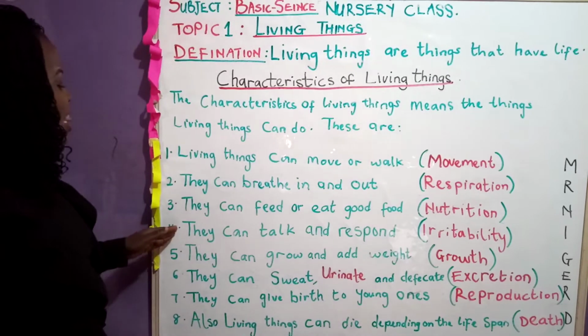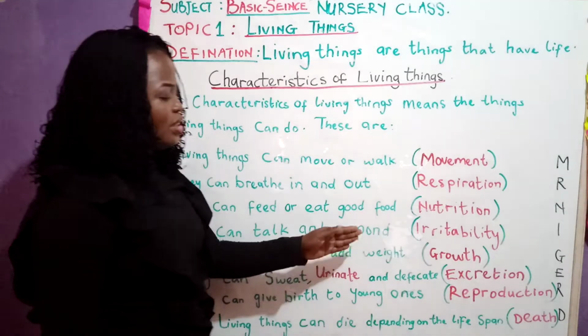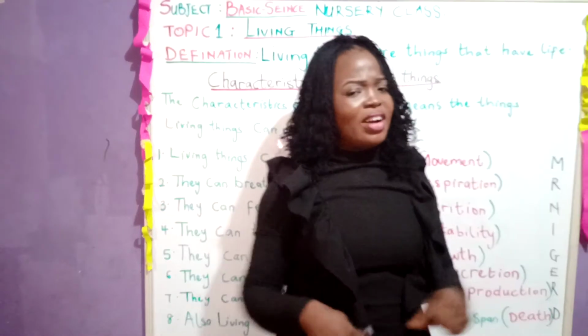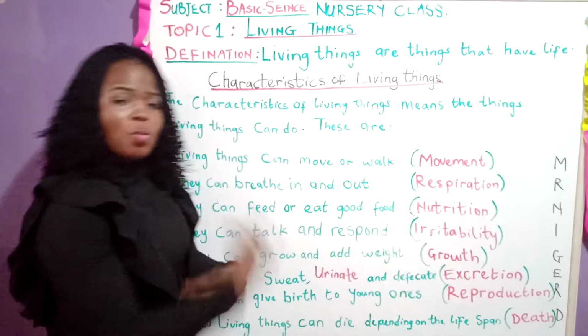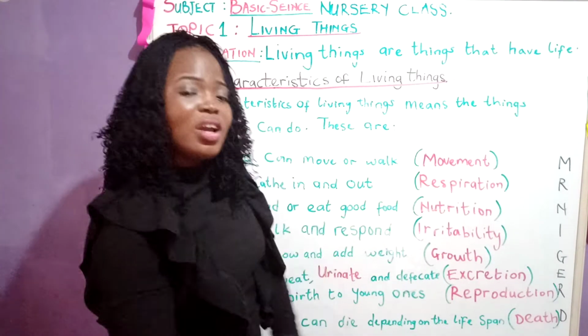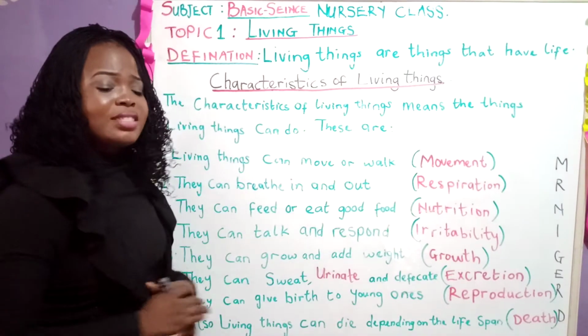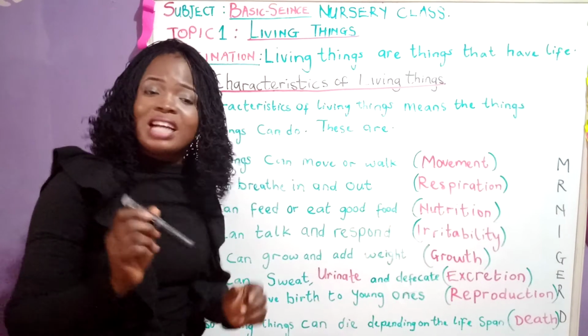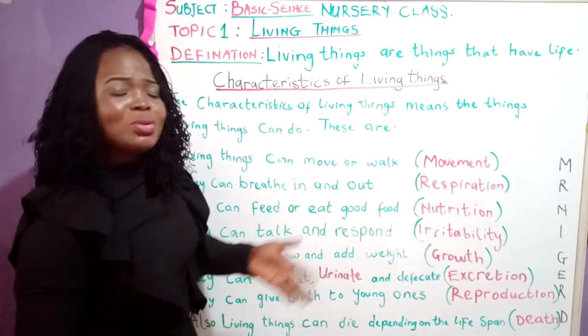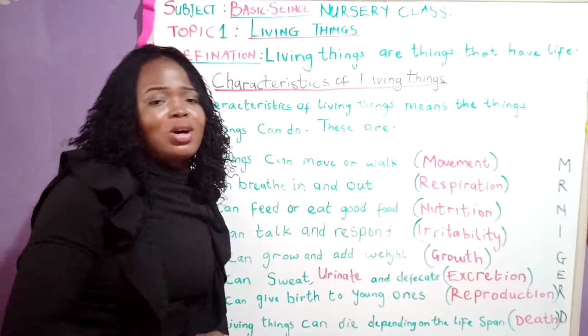Another one is, they can talk and respond, particularly to our environment. At home, when mommy talks, we answer, we respond to mommy as she's talking. That is, we are living things. For instance, can mommy talk to a pencil? Can she talk to a marker? Can she talk to a book? Can she face the wall and start talking?